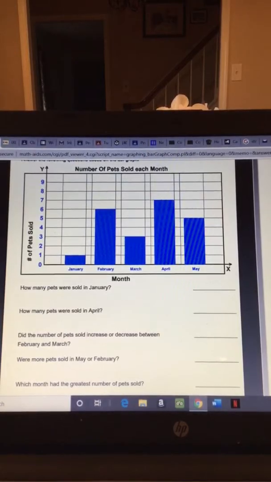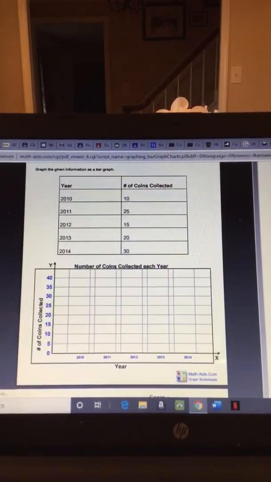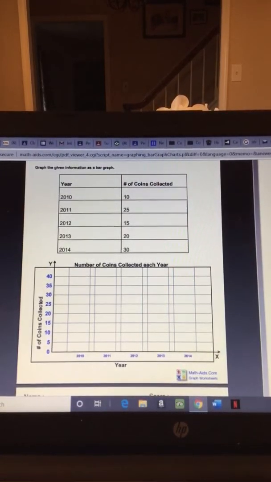Let's take a look at another sheet. Daddy, 7 is more than 6. You're right, Ant.